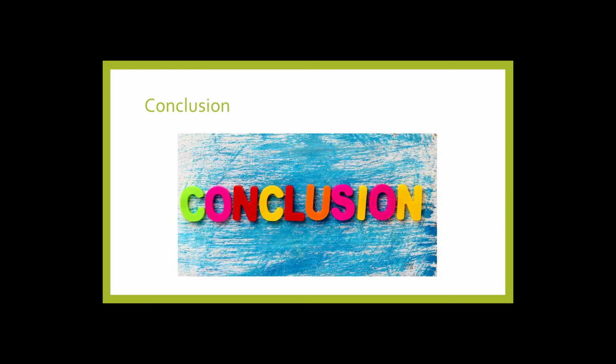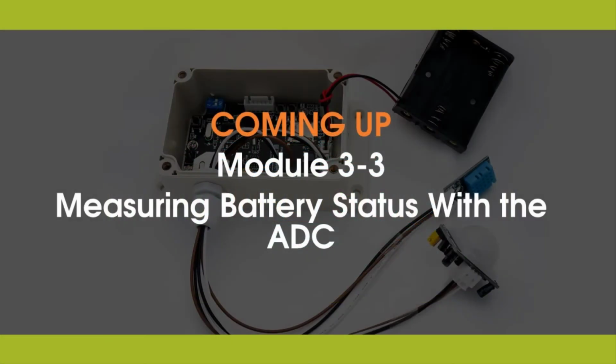In this submodule, we learned how to access the DHT11 temperature and humidity sensor, create commands to access the sensor on demand, and also how we could use the sensor input to trigger a specific action. In the next submodule, we'll be learning how to measure the battery status using the analog to digital converter. Stay tuned for Module 3, Submodule 3, Measuring Battery Status.